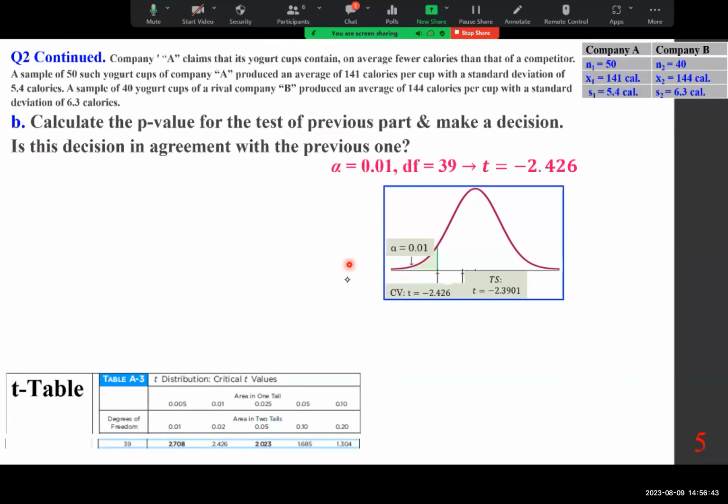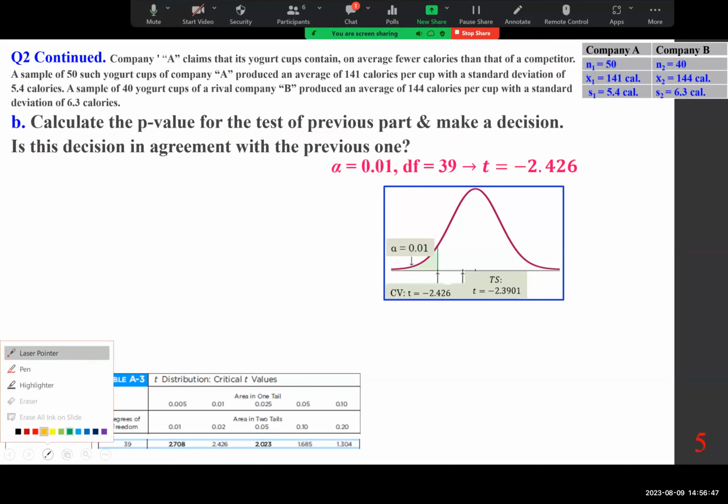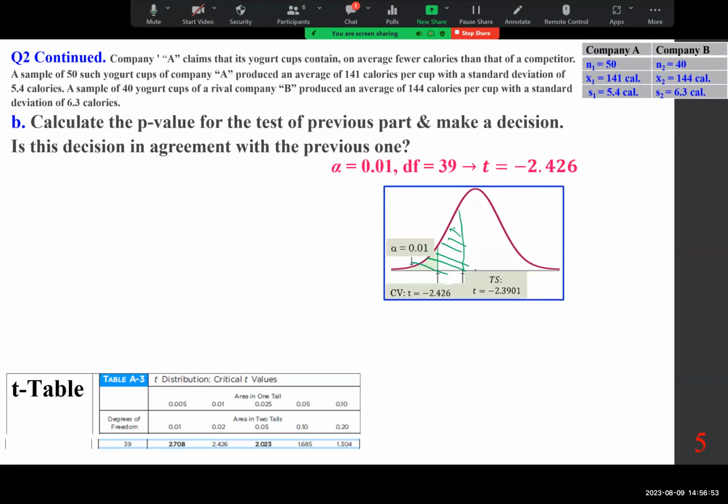And remember, to find the p-value in essence, this is your test statistic, and it's a one-tail test. You want this area. The concept is you compare alpha, which is this area, to the p-value, which is a different area. And obviously, the p-value will be larger and you get the same decision. But if you wanted to find it, how do you do that?